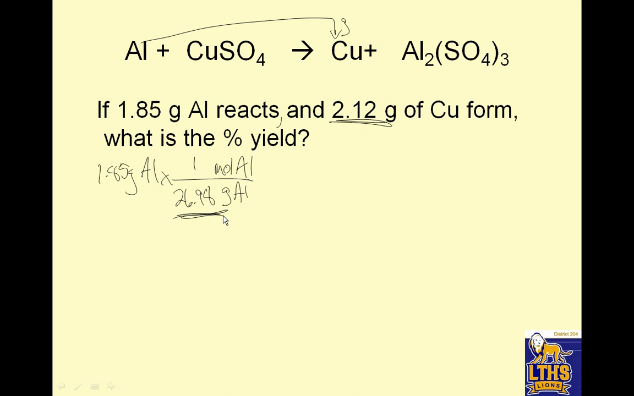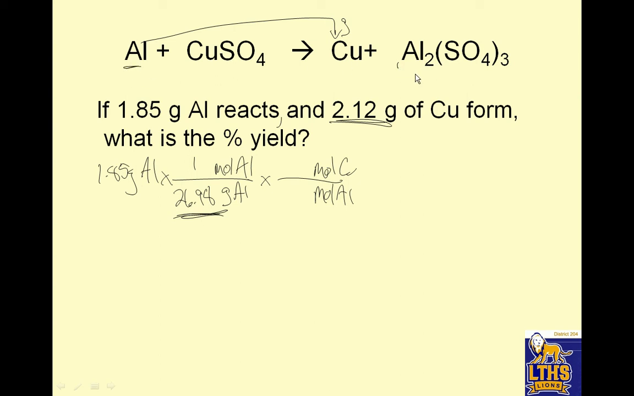Where did this number come from? That's from the periodic table. Little g stands for go to the periodic table. I think I picked a bad problem because my coefficients... Oops, I didn't balance it. Moles over moles is coefficients, but there aren't any, so I need to balance this right now.